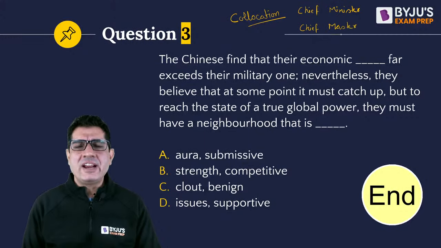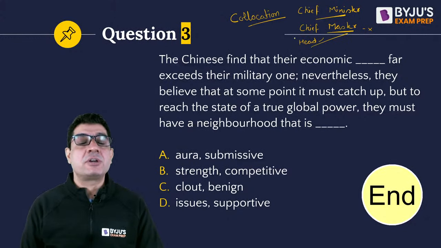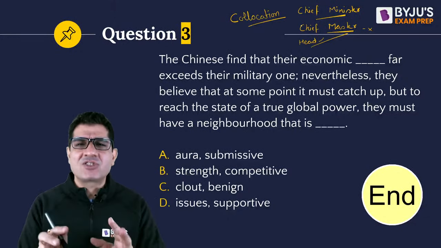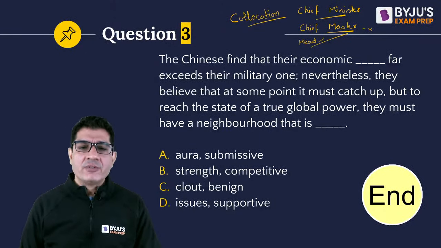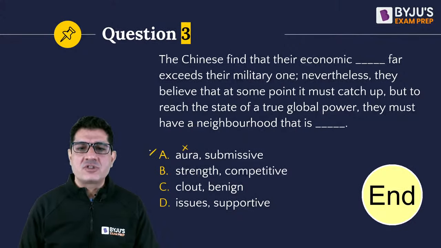We don't, right? With master, we prefer using head. So you have a headmaster. So you have a chief minister, you have a headmaster, but you cannot have a head minister or a chief master. Those expressions are just not used together. So we can rule out aura on the basis of that. So option A is gone.